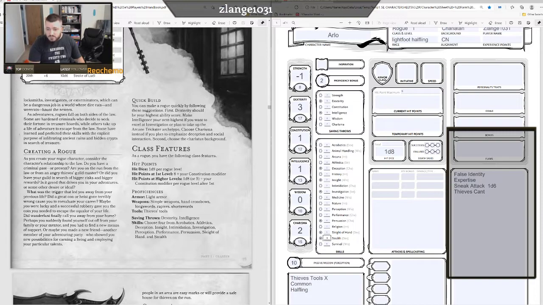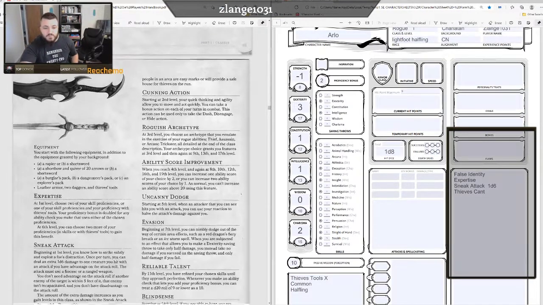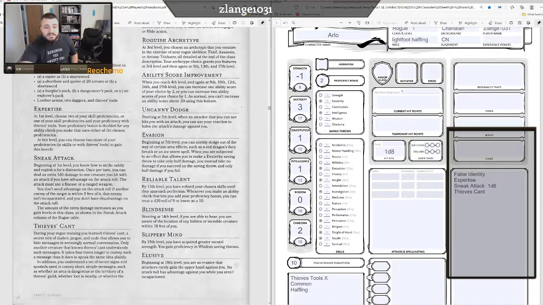Did I turn on caps lock? Yeah. 7X for expertise. And then at 6th level, we can choose 2 more skills, which we can then put in for our deception and persuasion if we wanted to. So that's expertise.